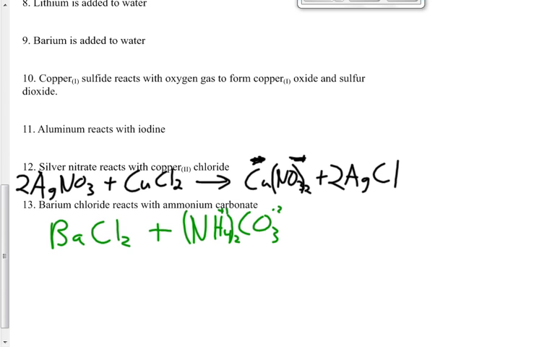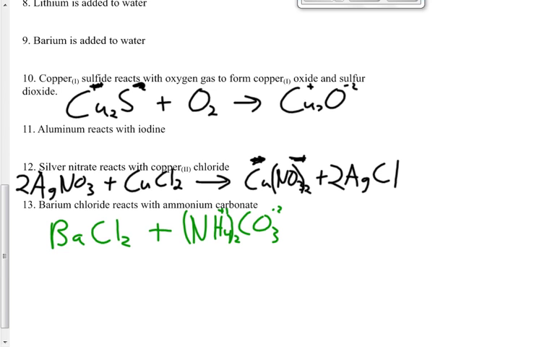Number 10, yep. All right, so copper 1 sulfide, Cu with S. This is -2. This one's +1 this time, Cu2S. It reacts with oxygen gas, O2, to form copper 1 oxide, CuO. This is -2 and +1, so it's Cu2O. And sulfur dioxide, SO2.